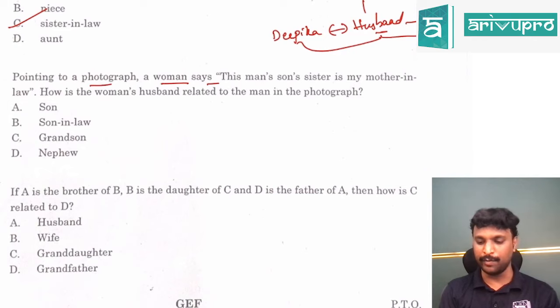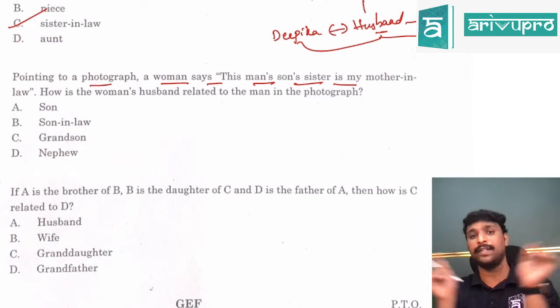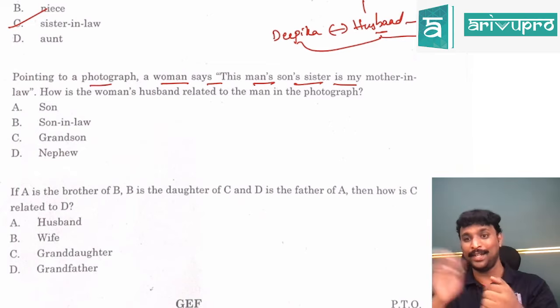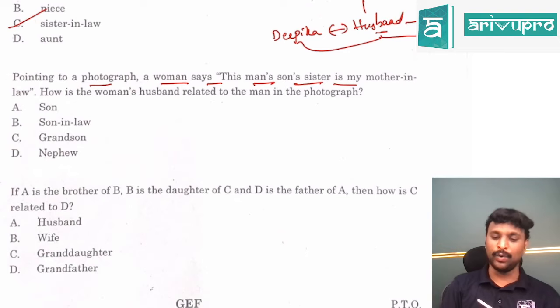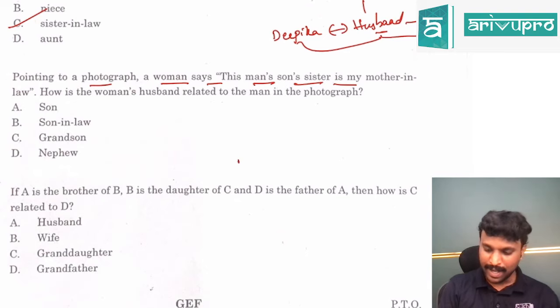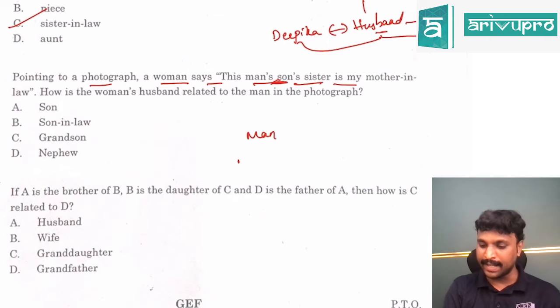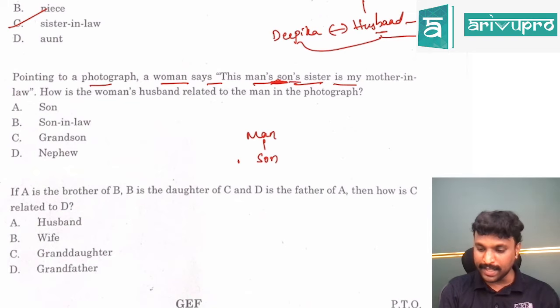Pointing to a photograph, a woman says, this man's son's sister is my mother-in-law. I said, guys, whenever the statement is within the quotes, this man, he, she refers to whom? The reference person. Who is the reference person? The man himself is the reference person. Have they stopped at man? No. Man's son. They have said man's son. Man's son is below man. Have they stopped at son? No. Son's sister. Son's sister is a sibling. Correct? Who is the sister? She is my mother-in-law. She is the sister whom I have marked.